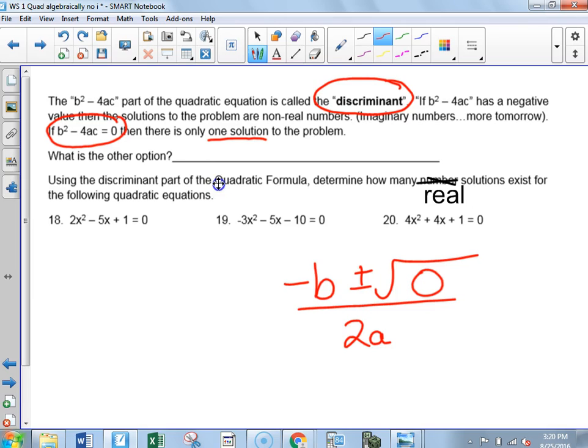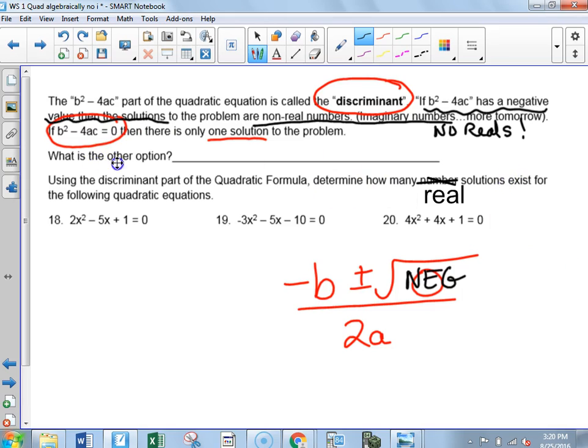All right. The other thing is, if this is a negative number in here, what happens? We get imaginary answers, right? Which for today we're going to say means no real solutions. So if b squared minus 4ac has a negative value, then there are non-real solutions or imaginary numbers. So we're going to say no real solutions. That's supposed to say no reals.